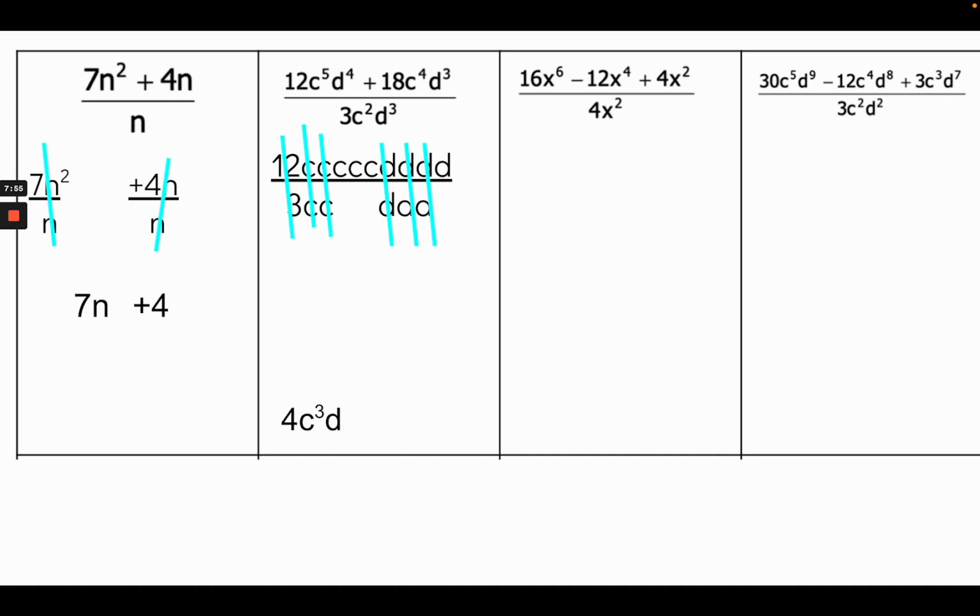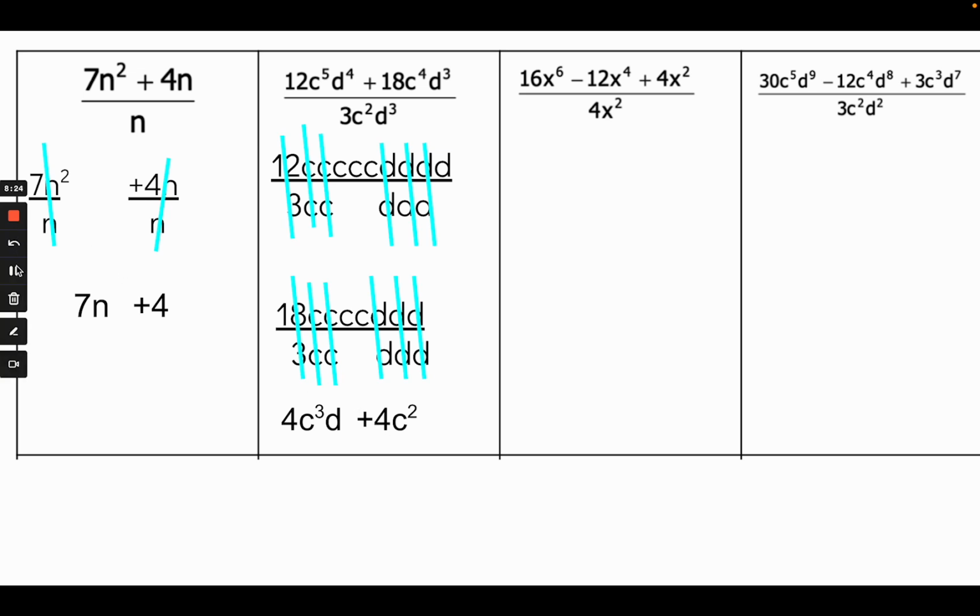And second, we have 18c^4d^3 divided by 3c^2d^3. Again, 18 divided by 3 is 6. I can cancel out these 2 c's. I can cancel out all 3 d's. And so what's left is just 6 and 2 c's. Oh, I'm wrong here. See how it says 4? This really should be 6. So it's 18 divided by 3 is 6c squared. Okay, start it up again.